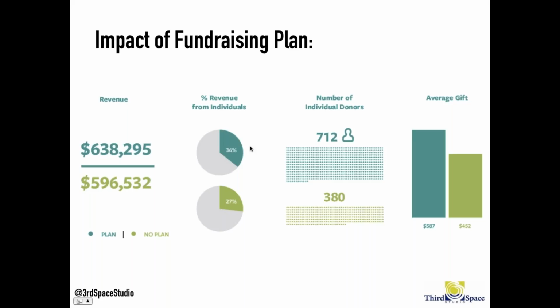We also saw that there was a much greater number of individual donors. So you can see here, not quite double the number of individual donors. And lastly, you can see that the average gift is much larger. So the overall average gift, almost $600 versus just $452.